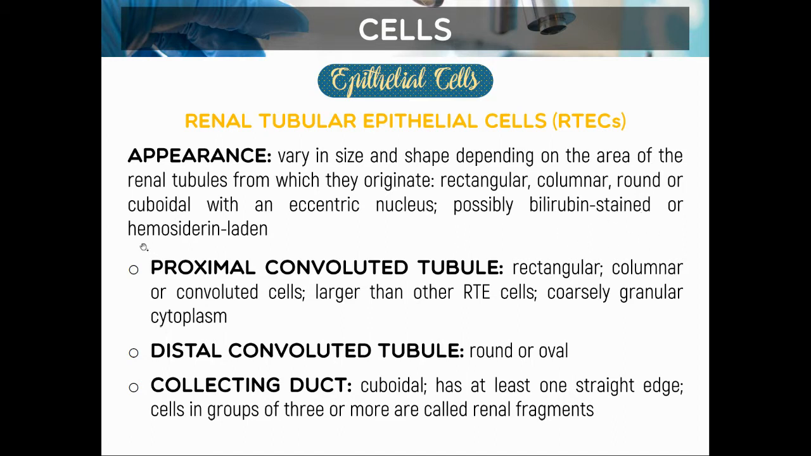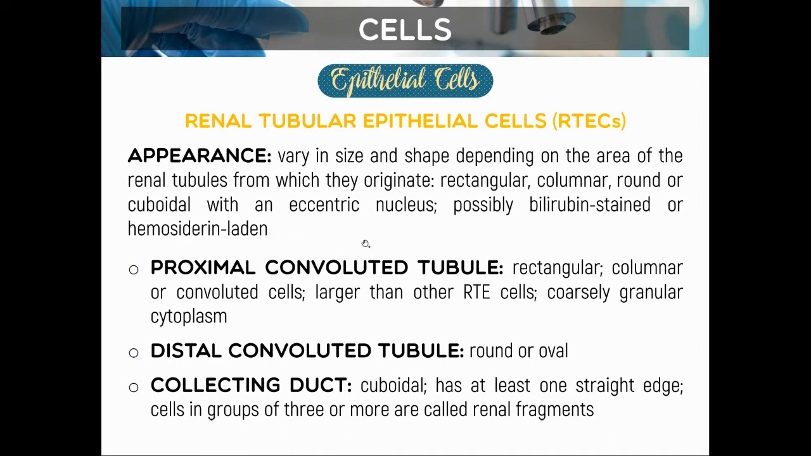And also the hemosiderin laden, meaning hemosiderin, is the dead end of hemoglobin, due to massive hemolysis. So the hemoglobin stays in the kidneys, and just like bilirubin, it is absorbed in the tubules and sticks to our RTEs, and once stained, there is hemosiderin presence in our urine. The stain used for this is Prussian blue stain, or other types of stains.